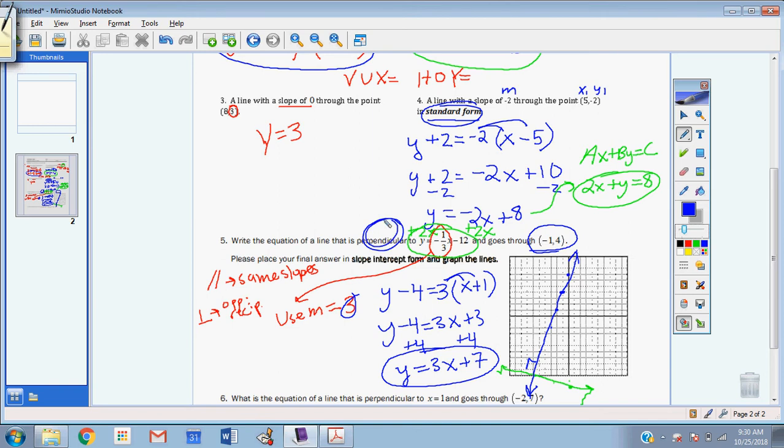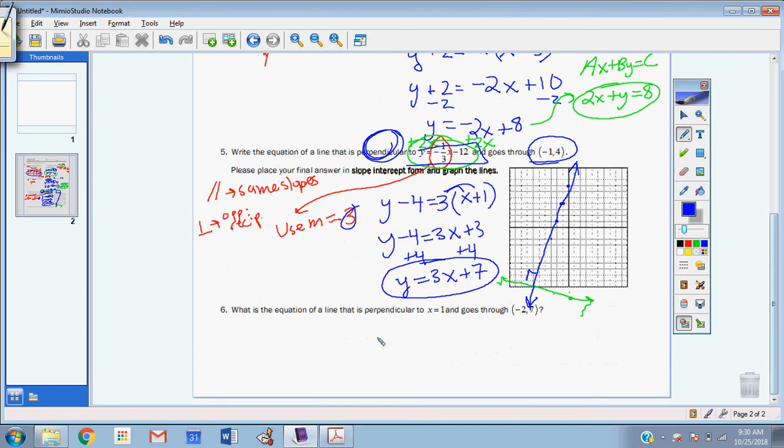If this problem said parallel, then we would have just used the exact same slope. But notice this first equation here, the only thing I use it for is to find the slope. Then I go write the equation of the other line. So once again, we can be like, oh, perpendicular, opposite reciprocal, but we need to remember that sometimes in life, these problems will be super straightforward and easy.